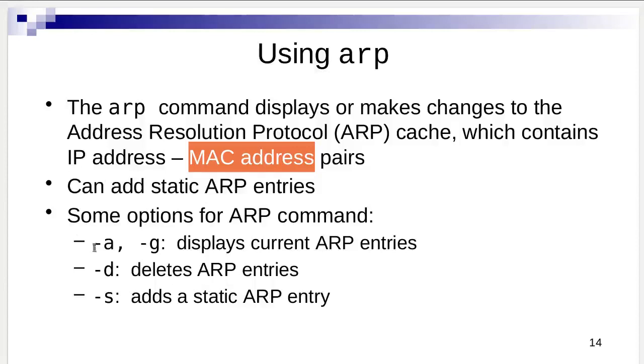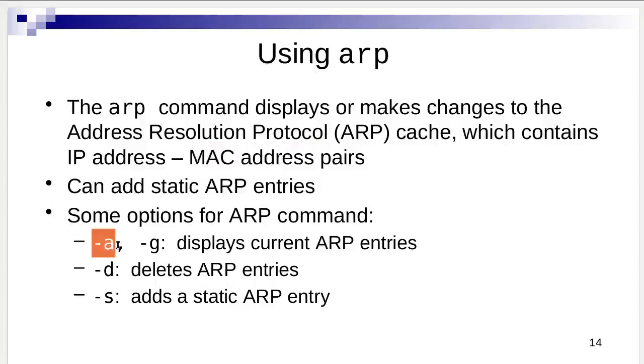And you can do things like use the minus a option, so arp space minus a or minus g. Both of these will display the current ARP entries in your cache. You can delete ARP entries if for whatever reason you believe that you should not have that MAC address, or you can add an ARP entry if you wish. Most of the time we don't do this, we just check what the cache tells us.